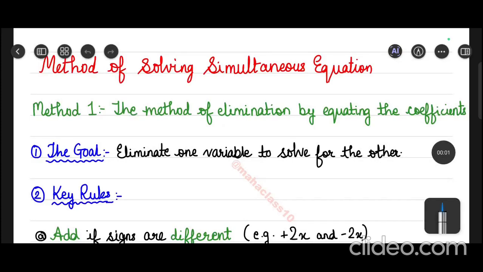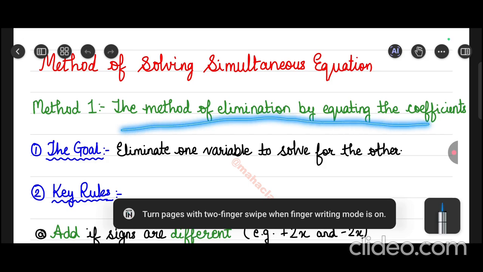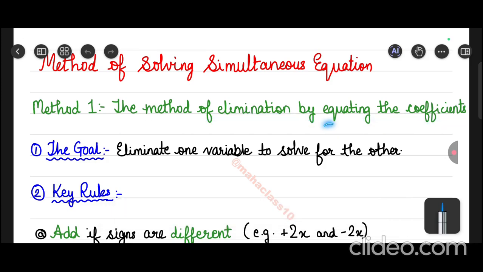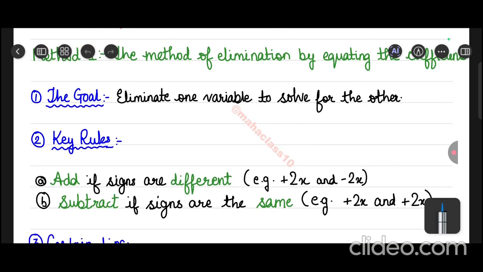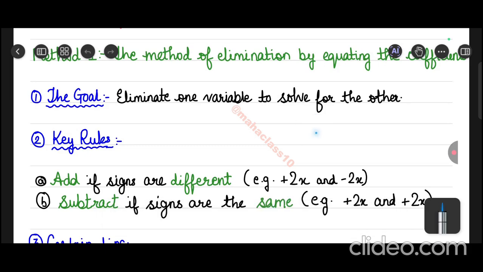Now let's study the methods of solving simultaneous equations in detail. First method we have is the method of elimination by equating the coefficients. The important term is equating the coefficients. The first goal is to eliminate one variable to solve for the other. So either we can eliminate variable x or variable y to solve for the other.